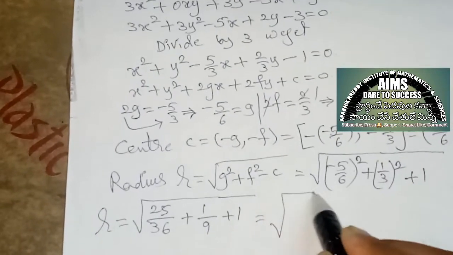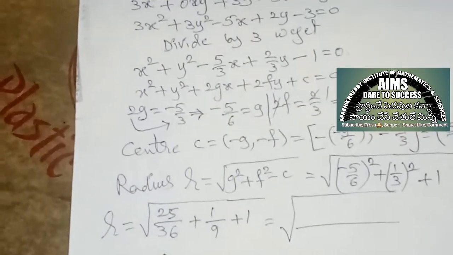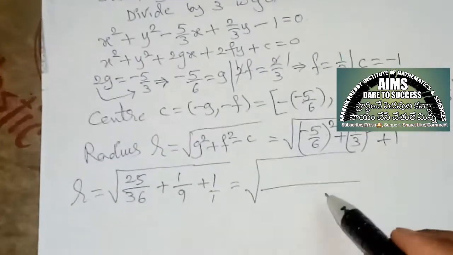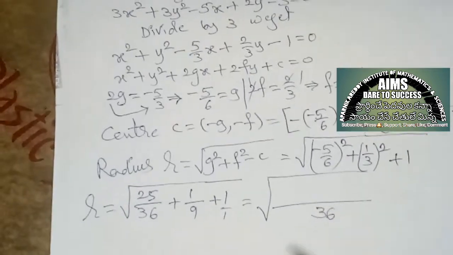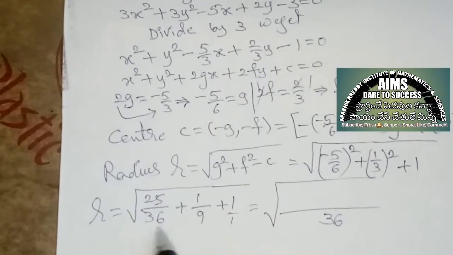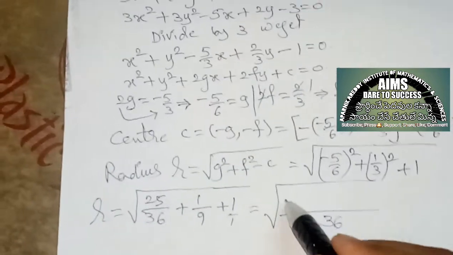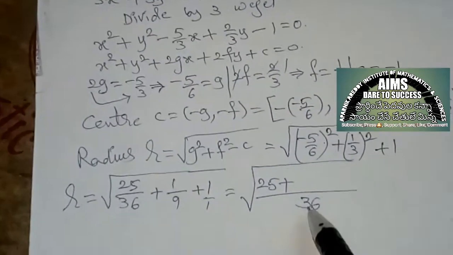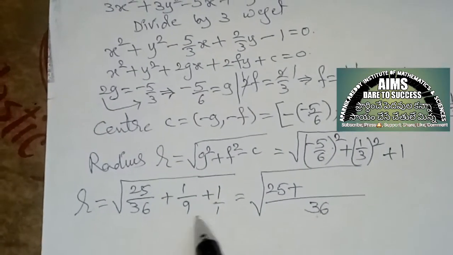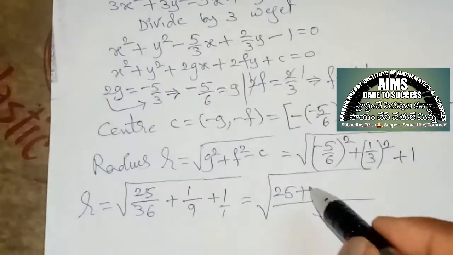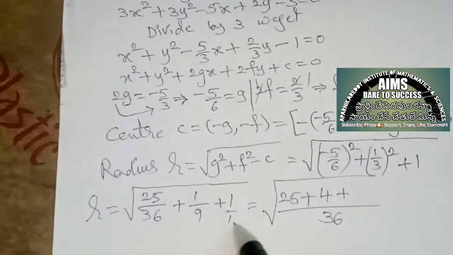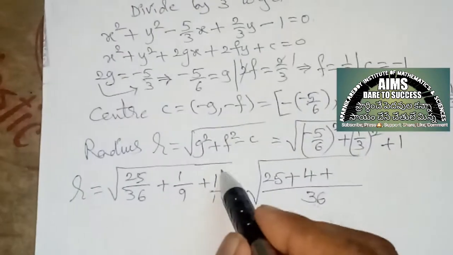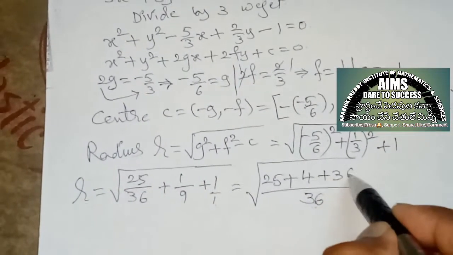Next, I want to take the LCM of 36, 9, 1. 9 fours are 36, so directly 36 is the LCM. 36 is matching, so the numerator value you can write as it is, 25. 9 times 4 is 36, so that 4 into numerator value 1, 4 ones are 4. Plus 1: how many times to make 36? 36 times, 36 into numerator 1 is 36.